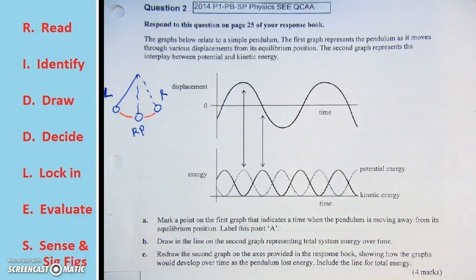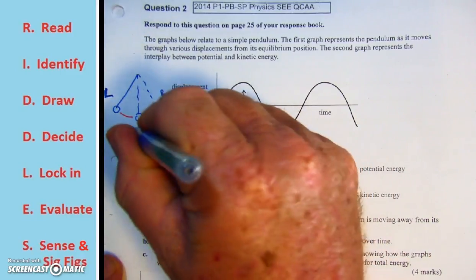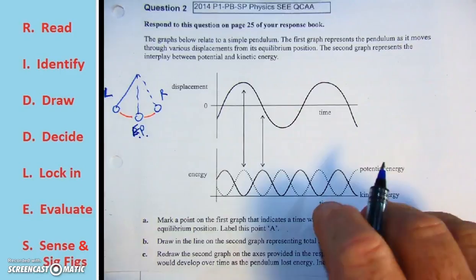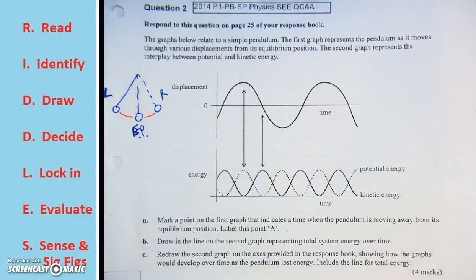The first graph represents the pendulum as it moves through various displacements from its equilibrium position. So the rest position here is referred to as the equilibrium position, so we'll call it EP. The second graph represents the interplay between potential and kinetic energy.